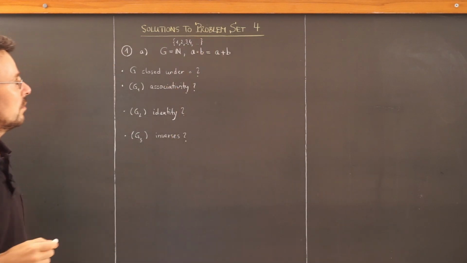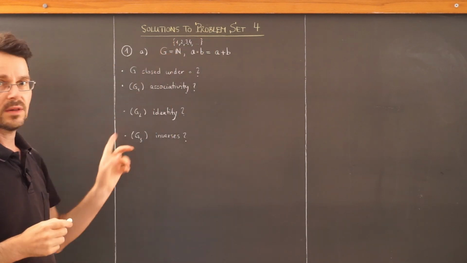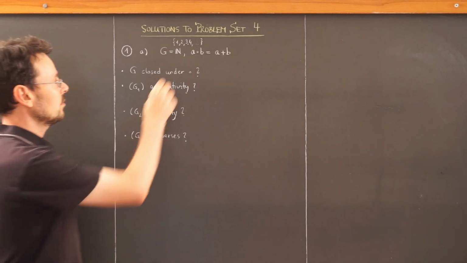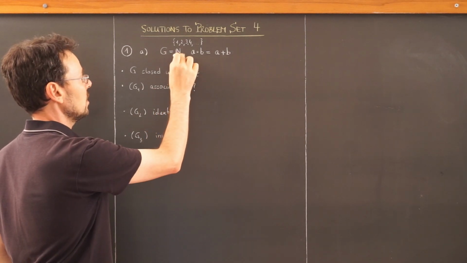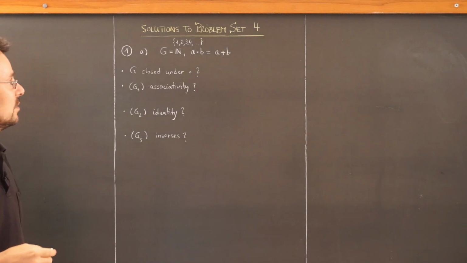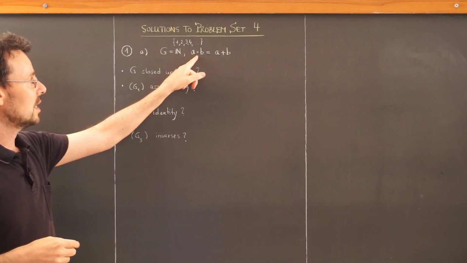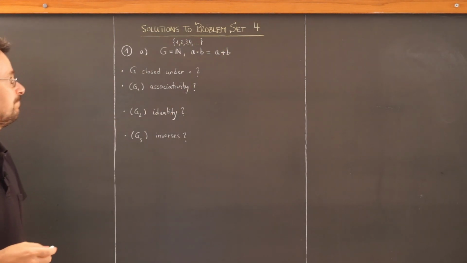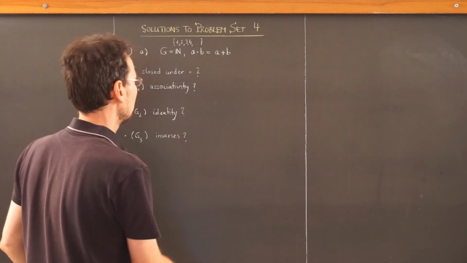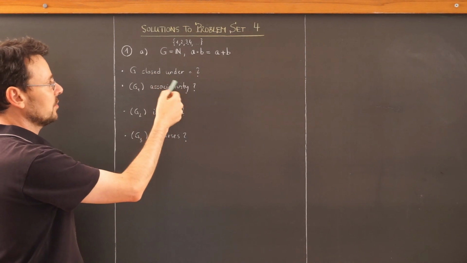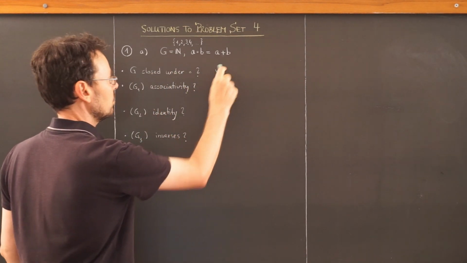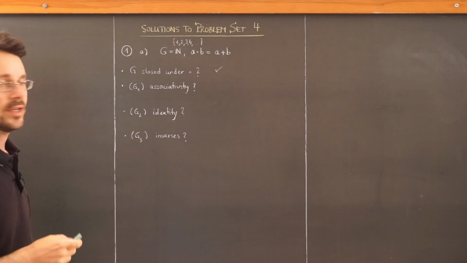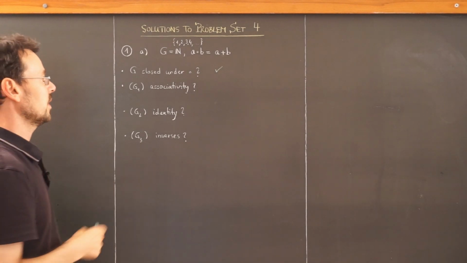1, 2, 3, 4, and so on. 0 is not included in my natural numbers. If I want 0 to be included, I would write N sub 0. And the operation on this set, a circ b, is a simple addition. Now, are the natural numbers closed under this operation? Of course, the sum of two natural numbers is a natural number again.